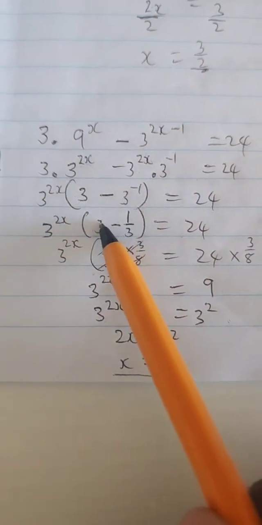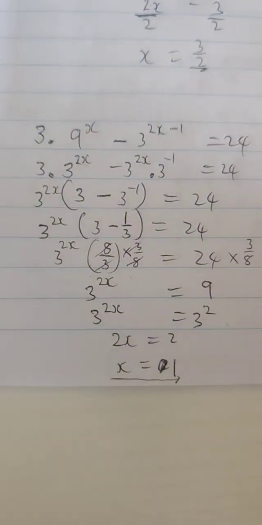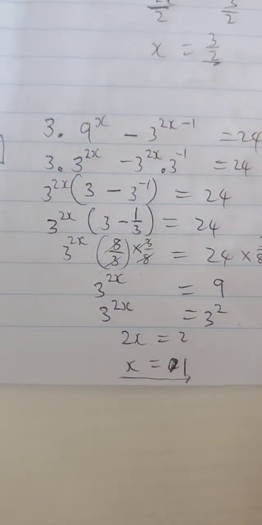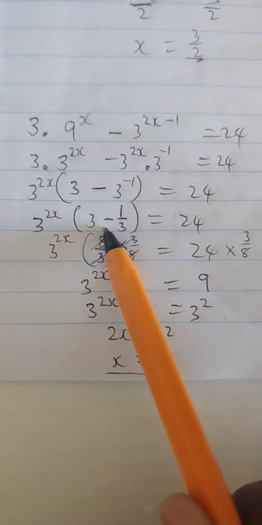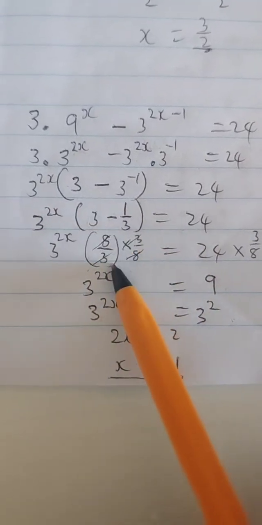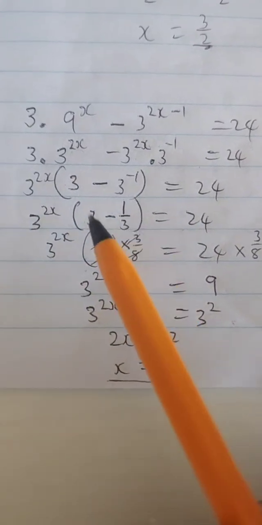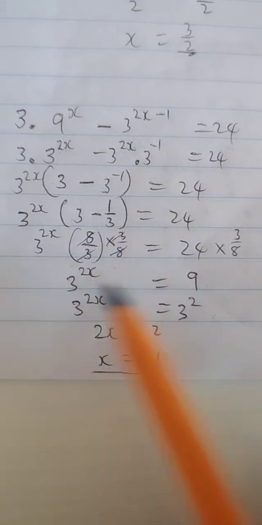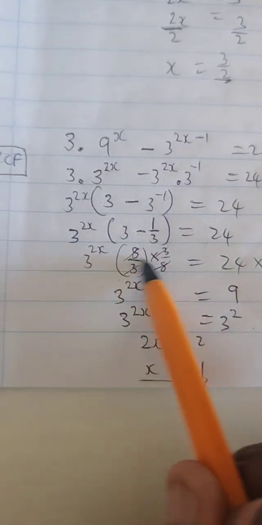Okay. So yes, 3 minus 1 over 3, that's what gives us 8 over 3, my dear. Hopefully you understand now. Then we multiply by the reciprocal of 8 over 3, which is 3 over 8. We do that on the left and the right so that we can simplify. Back to grade 8. What's the whole purpose of doing this? Back to grade 8, guys.